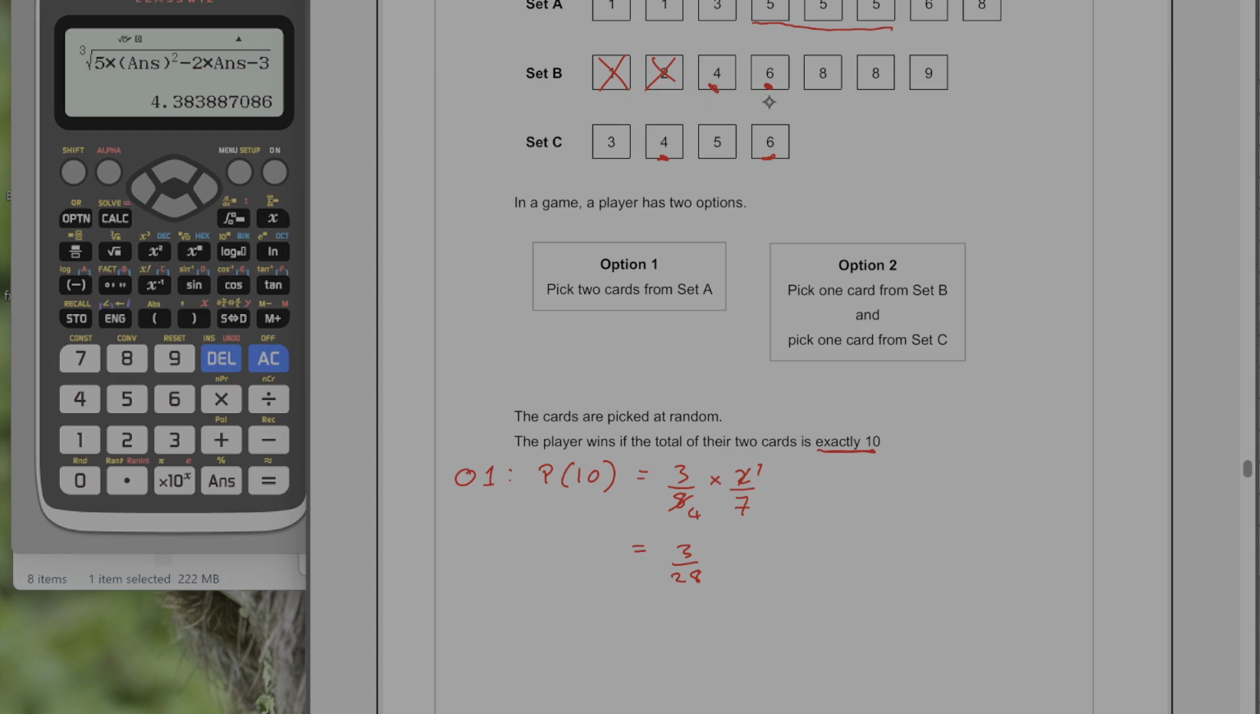So it's got to be one of those 2. What about one of those 2? So it's got to be 1 over 7.